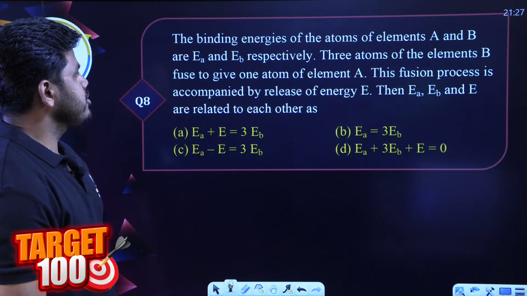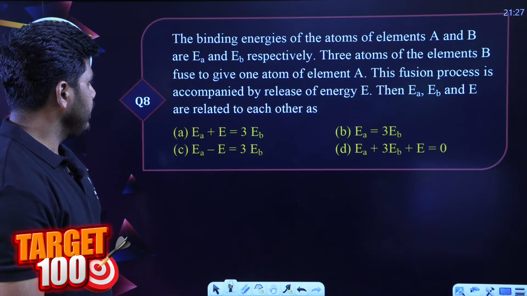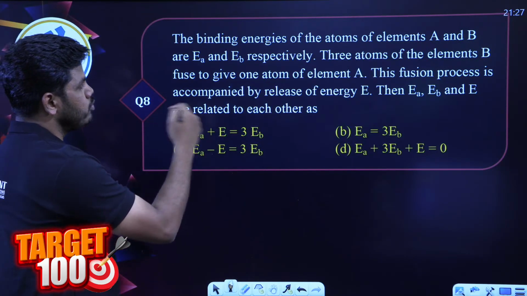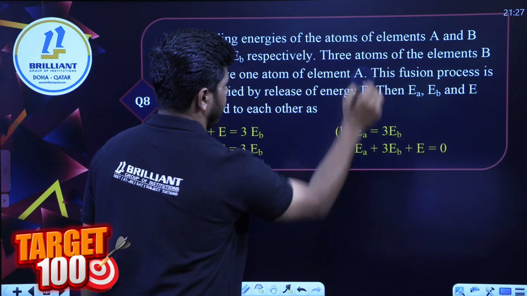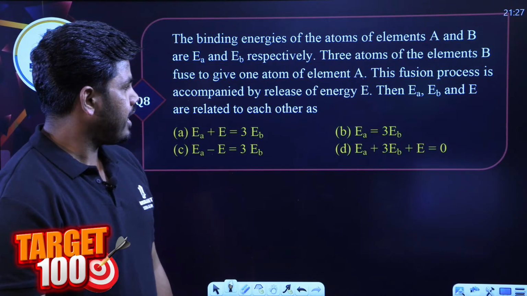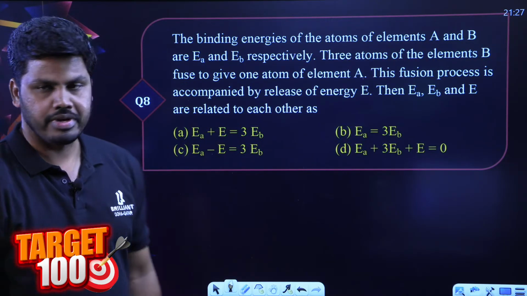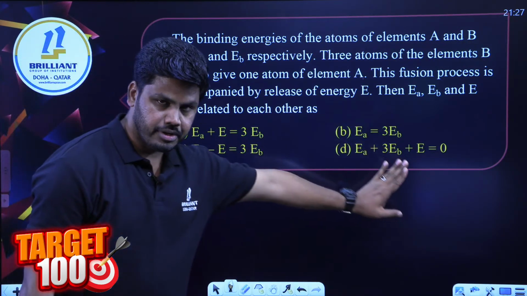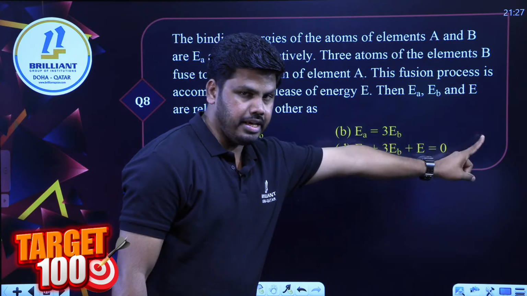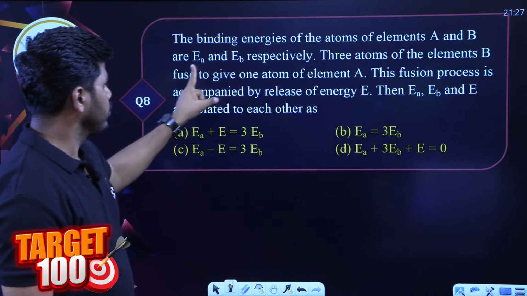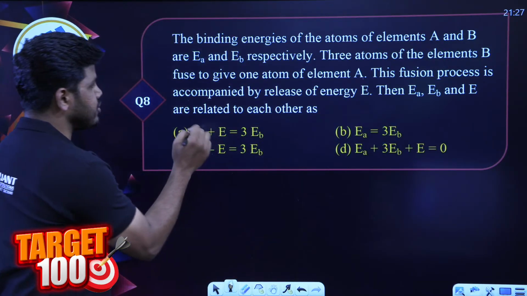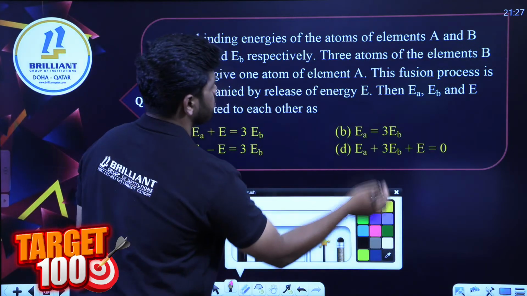Binding energies of atoms of elements A and B are Ea and Eb respectively. 3 atoms of element B fuse to give 1 atom of element A. This fusion process is accompanied by release of energy E. Then Ea, Eb and E are related to each other as follows. You are given 4 options again as usual. You have to identify the relation connecting Ea, Eb and E, where Ea is the binding energy of nucleus A, Eb is the binding energy of nucleus B, and E is the energy released during the fusion process.